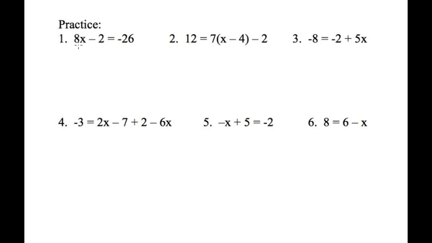First one, I check to see if I can simplify on either side of the equal sign. I can't. So I go to the side with the x on it, and I start undoing. I'm going to add 2 to both sides. 8x, that's gone, equals negative 24. I want to undo timesing by 8. So I divide by 8 on both sides. x equals a negative divided by a positive is a negative 3.